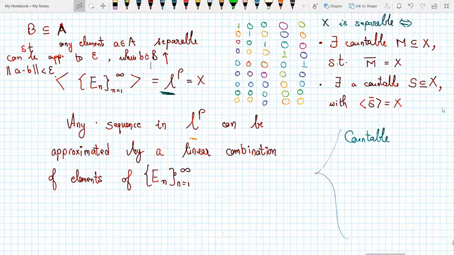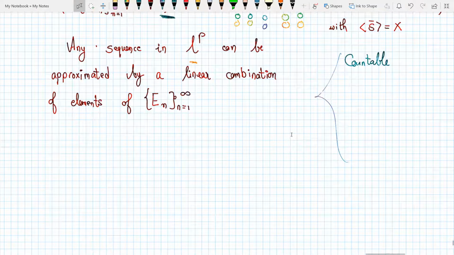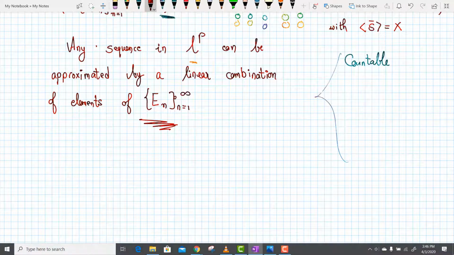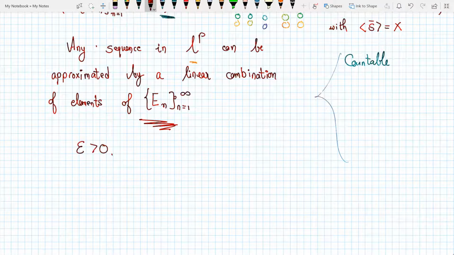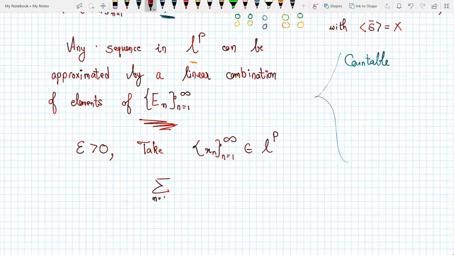And now we return to the case of LP. What I want you to focus on is that I have a linear combination of elements. And I want to show that LP is separable. So I take any epsilon greater than 0 and I take a sequence in LP. Now the very characteristic of any element in my LP space is that the p norm is less than infinity. So I can write it as the summation from n equals 1 to infinity of |xn|^p is less than infinity.